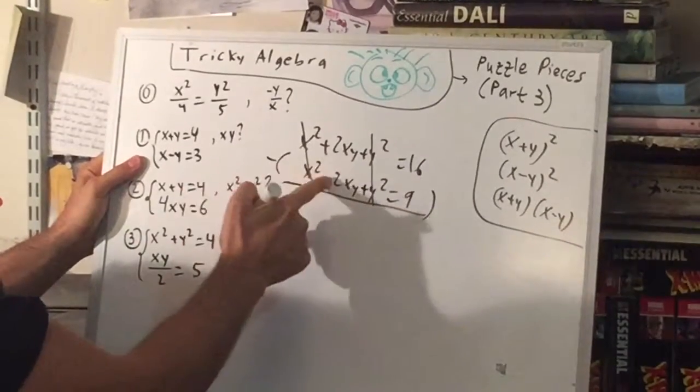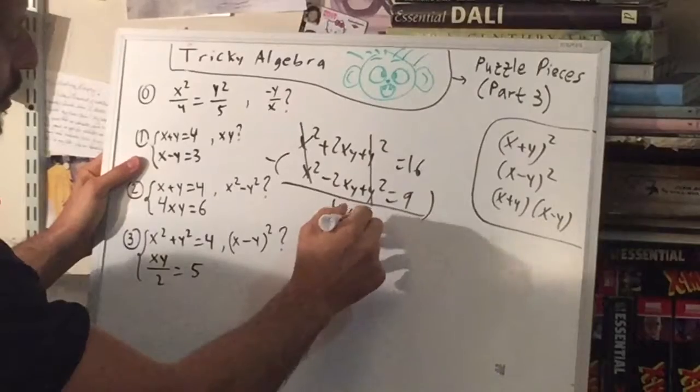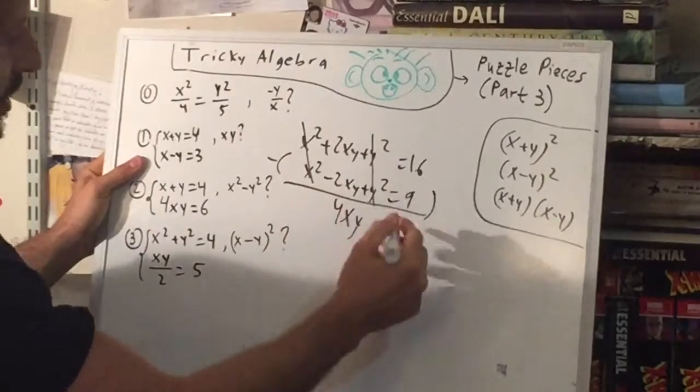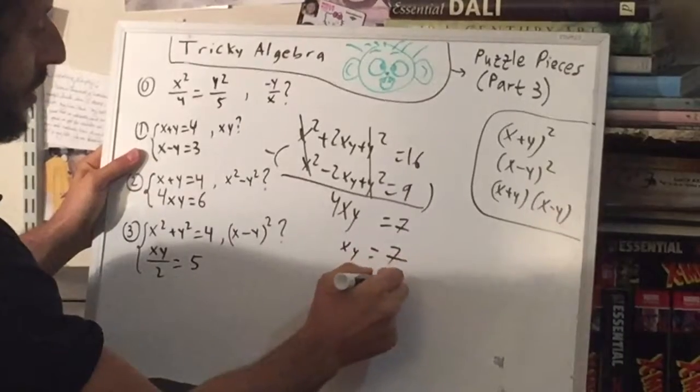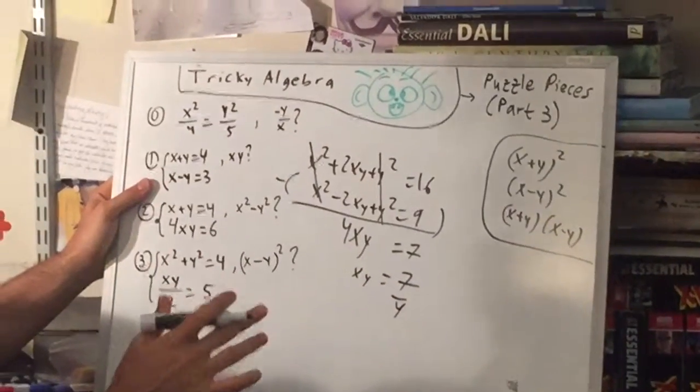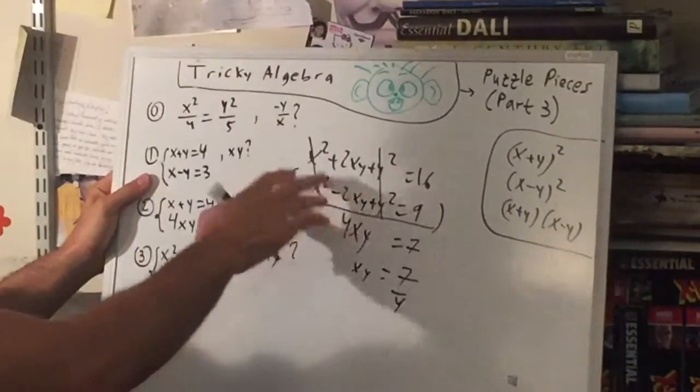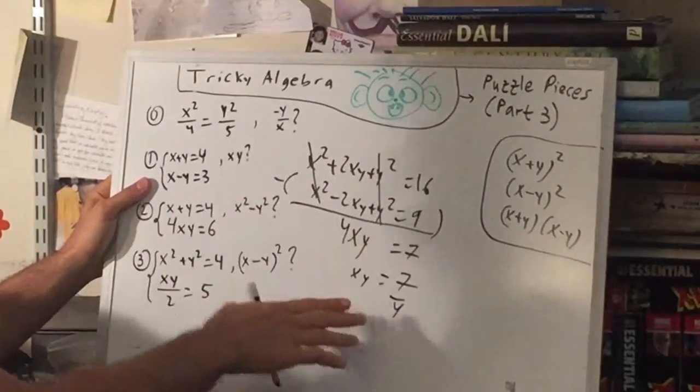And we're going to have a negative negative, so that's going to be 4xy from the 2 and 2. And that's going to be a 7. So xy is 7/4. Now keep in mind, you can almost do this in your head. I'm just writing this out so you guys can see the work.